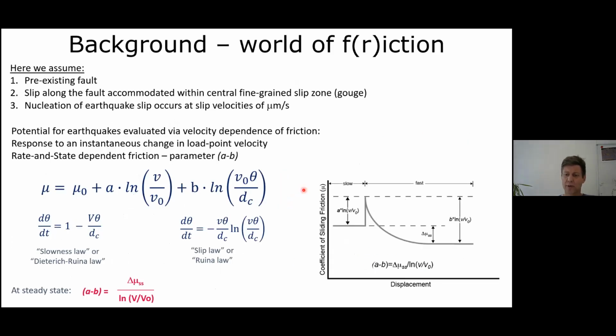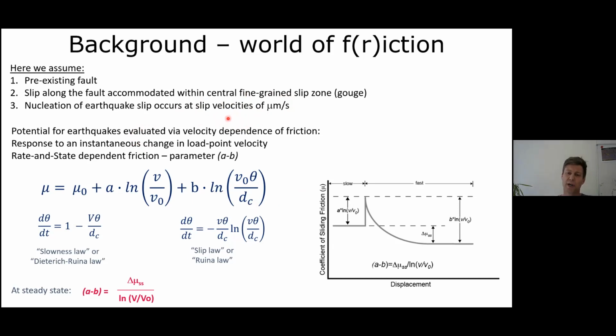First, I will give you a bit of background of the world that I live in, which is the world of friction. Here we assume that we have a pre-existing fault, and that fault is decorated with a fine-grained gouge layer, the principal slip zone, which we can simulate in our laboratory equipment. Another assumption is that the nucleation of earthquake slip occurs at a certain range of slip velocities. Note that this is really quite an unknown parameter.